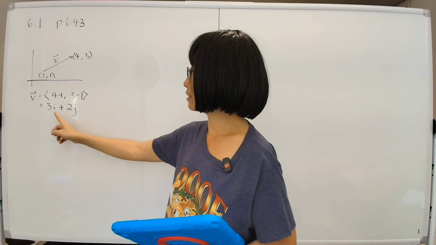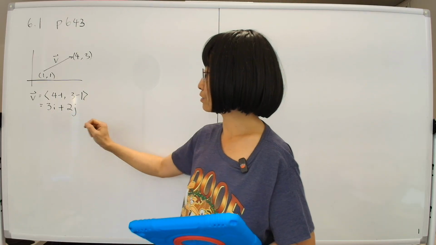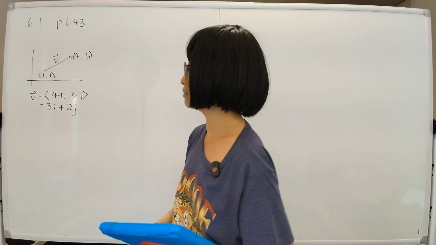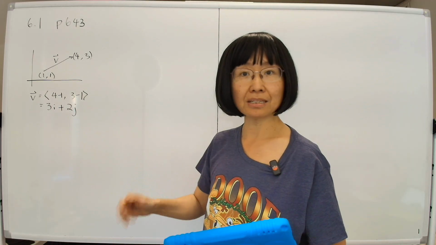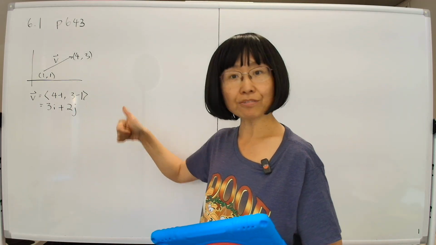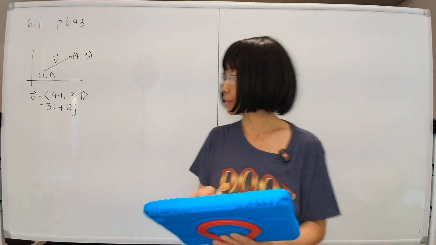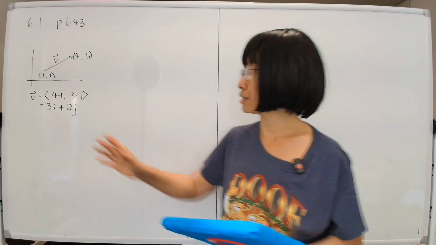Another way to represent it is to write down 3i plus 2j, where i is the x direction and j is the y direction. And eventually in 3D, we even have a k for the z direction, but the principle is the same. So that is how you calculate a vector.